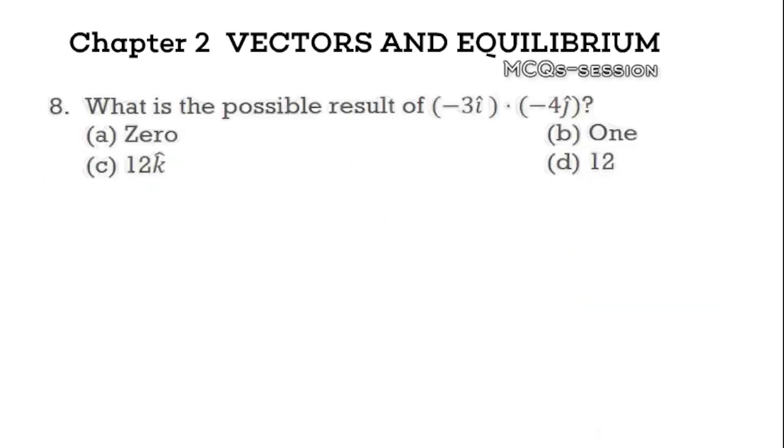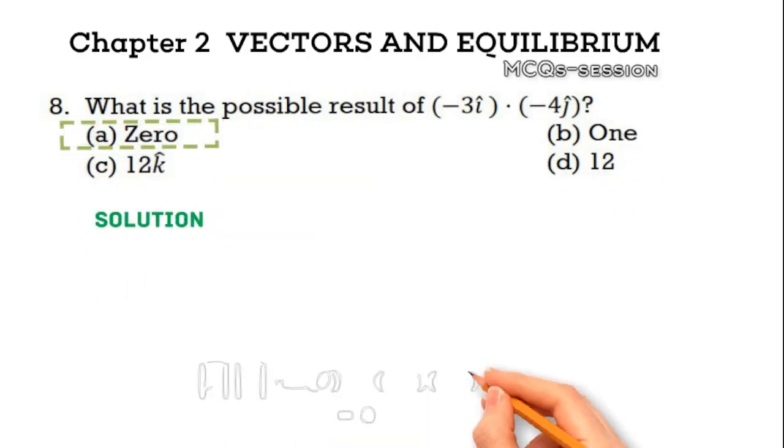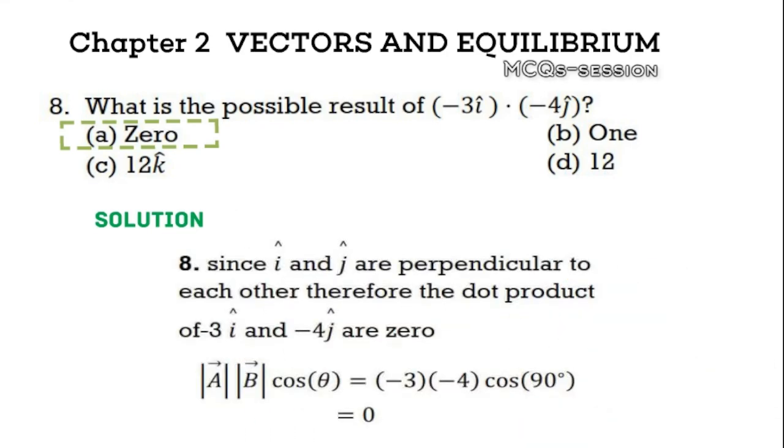Question 8. What is the possible result of -3i hat dot -4j hat? Options: A. 0, B. 1, C. 12k hat, D. 12. Pause the video here and try to answer. The correct answer is A. 0. Explanation: since i hat and j hat are perpendicular to each other, the dot product of -3i hat dot -4j hat is 0. The correct answer will be 0.